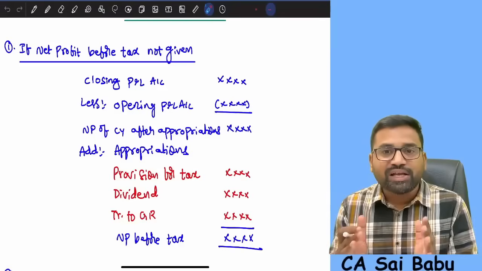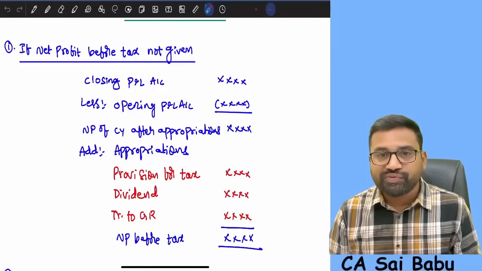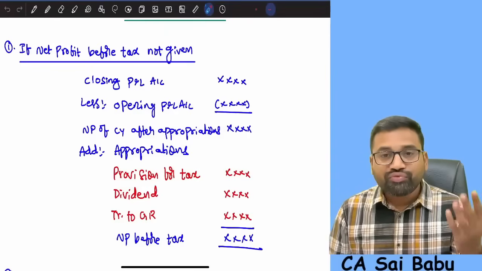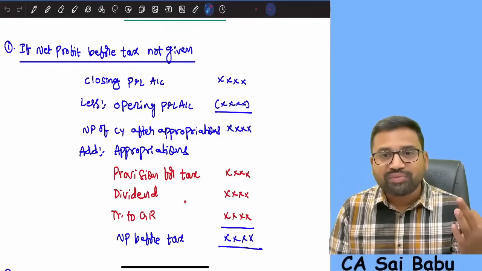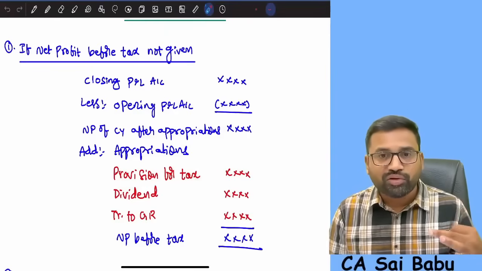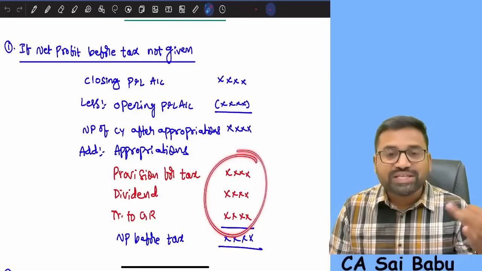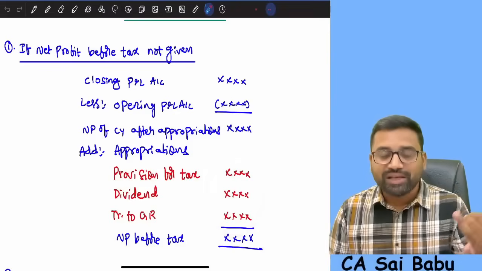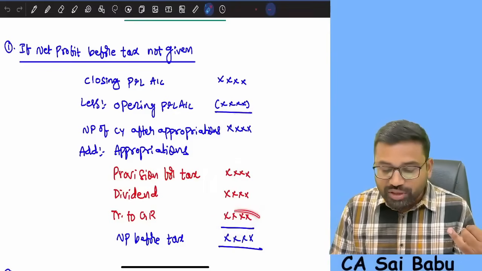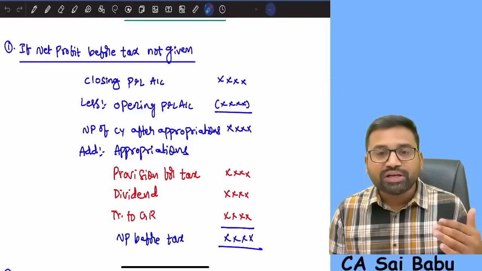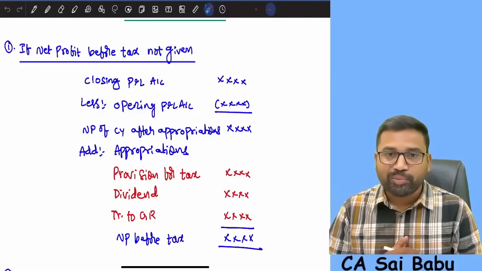Generally from the current year net profit, what kind of appropriations will we do? 3 kinds of appropriations are generally done. First, provision for tax. Another one is dividend, either interim or final dividend. Next, transfer to general reserve. If any one of these appropriations happened from the current year, add back to this difference. You will get net profit before tax. Now that will be the starting point. Then you can continue and ascertain the cash flow from operating activities.